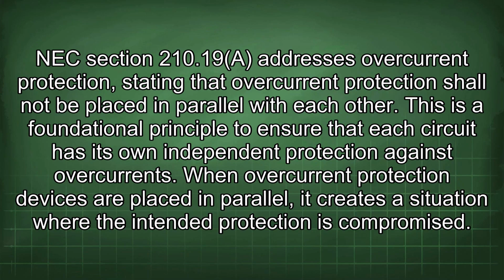NEC Section 210.19 addresses overcurrent protection, stating that overcurrent protection shall not be placed in parallel with each other. This is a foundational principle to ensure that each circuit has its own independent protection against overcurrents. When overcurrent protection devices are placed in parallel, it creates a situation where the intended protection is compromised.